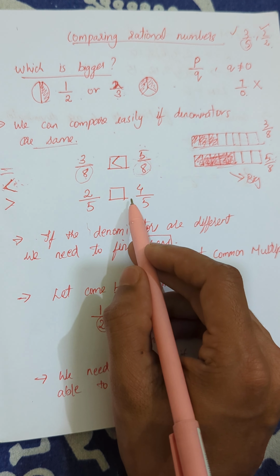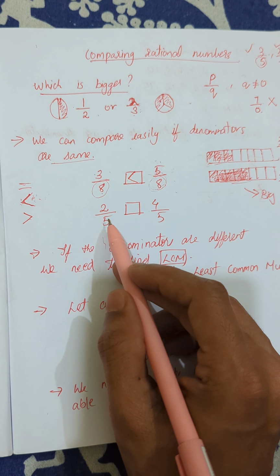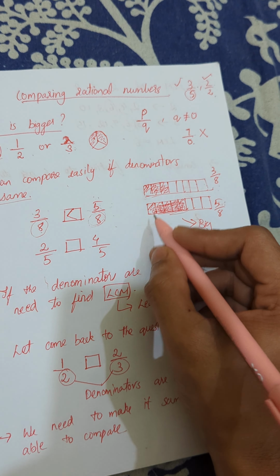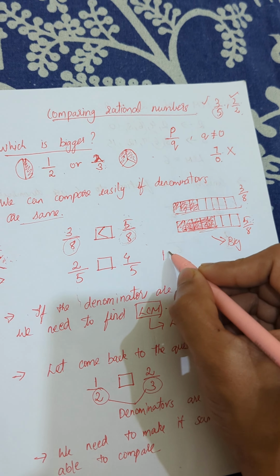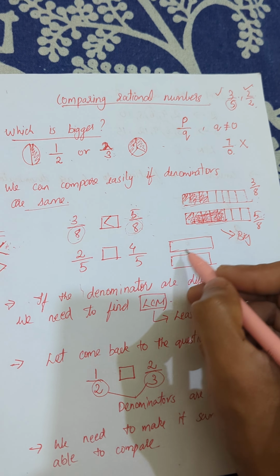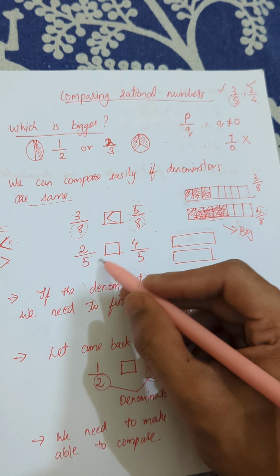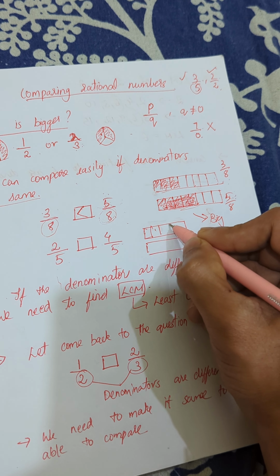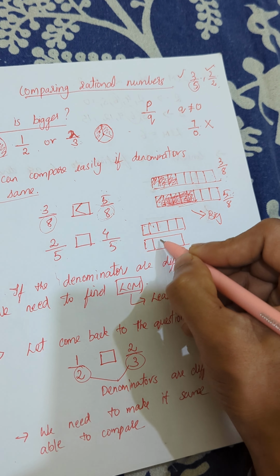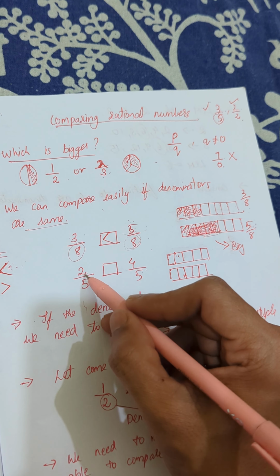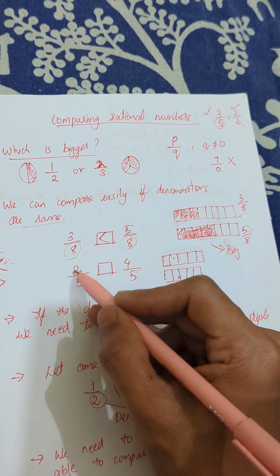Now let's look at 2 by 5 and 4 by 5. Which one will be bigger? Easy, right? If you do it the same way, I'm drawing two same rectangles. How many parts will I divide them into? What is the denominator? The denominator is 5. So I will divide this box into 1 2 3 4 5. Here also 1 2 3 4 5, 5 equal parts. Out of that, on the first one, how many should I shade?